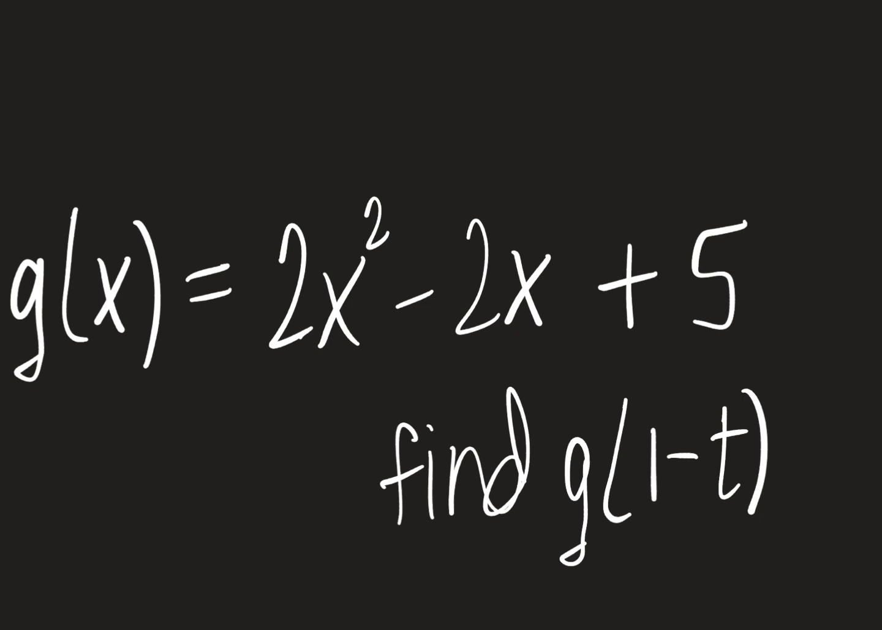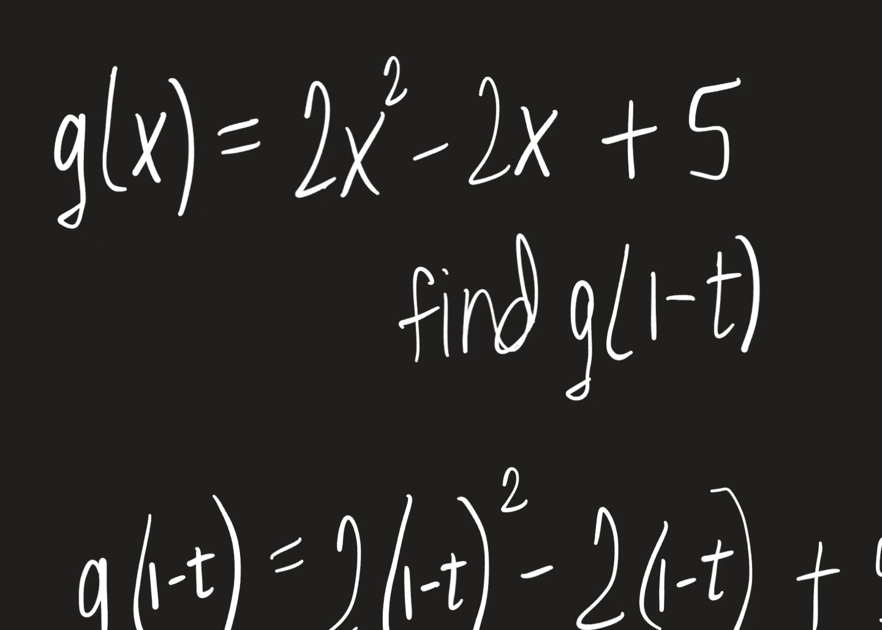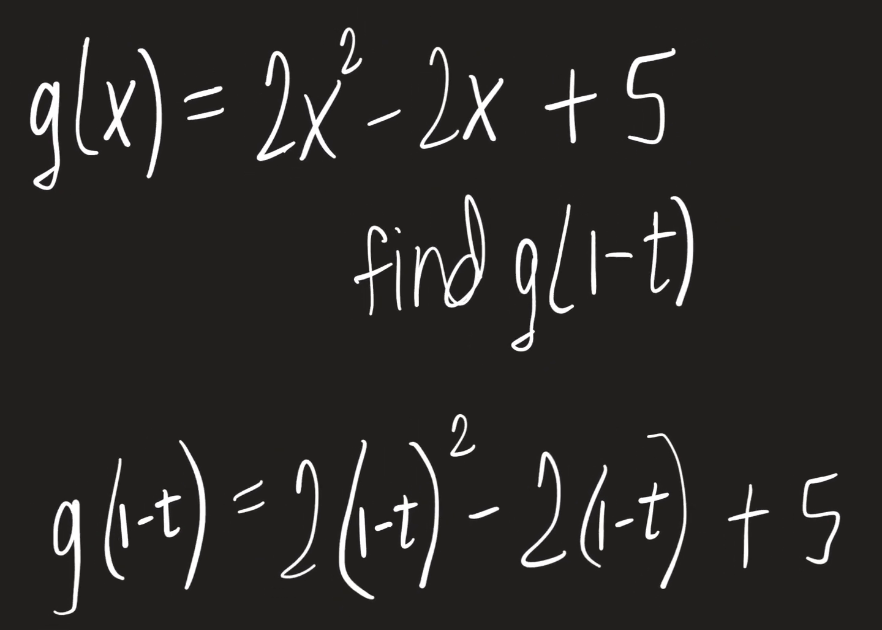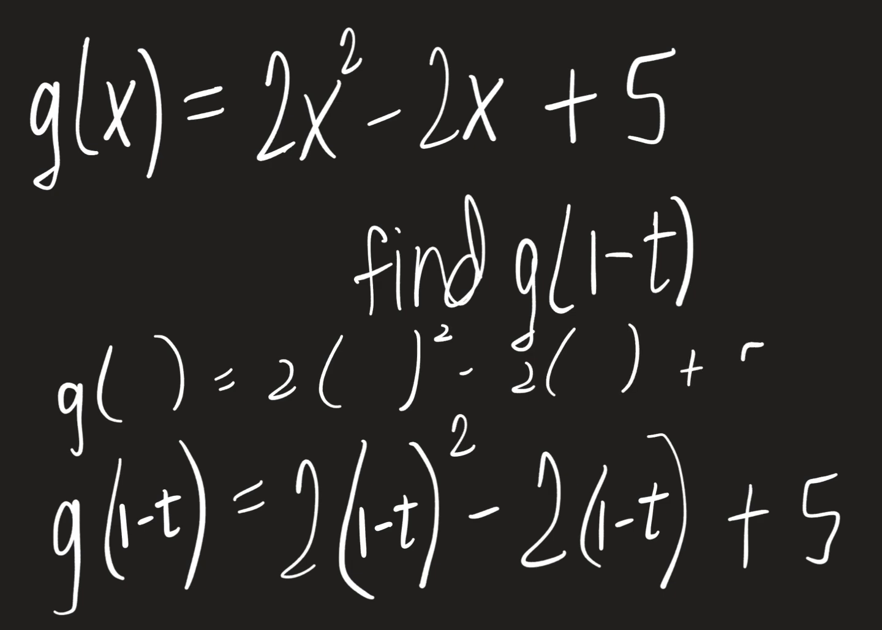When you have the same g of x as before, but this time we're plugging in 1 minus t. We're not just plugging in a number or a variable. We're plugging in a binomial. We're plugging in a whole other function. I should have written my template, my g of something equals 2 times something squared minus 2 times something plus 5. And if you have that template, you can just write your 1 minus t into those parentheses. And it's more of the same thing.